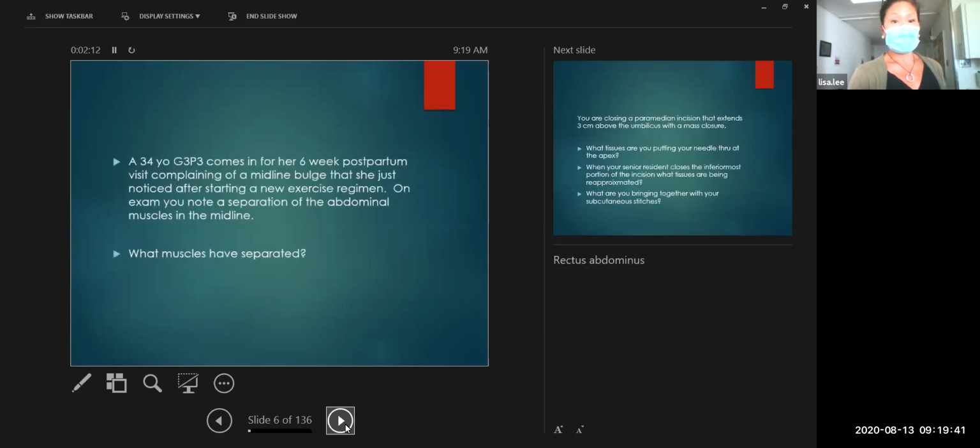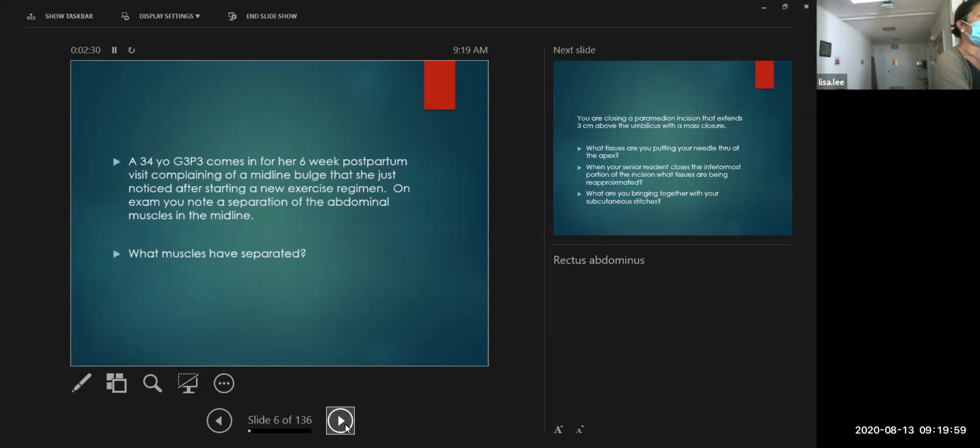All right, so let's start with the case. You've got a 34-year-old G3, P3. She comes in for her 6-week postpartum visit complaining of a midline bulge that she just noticed after starting a new exercise regimen. On exam, you note a separation of the abdominal muscles in the midline.